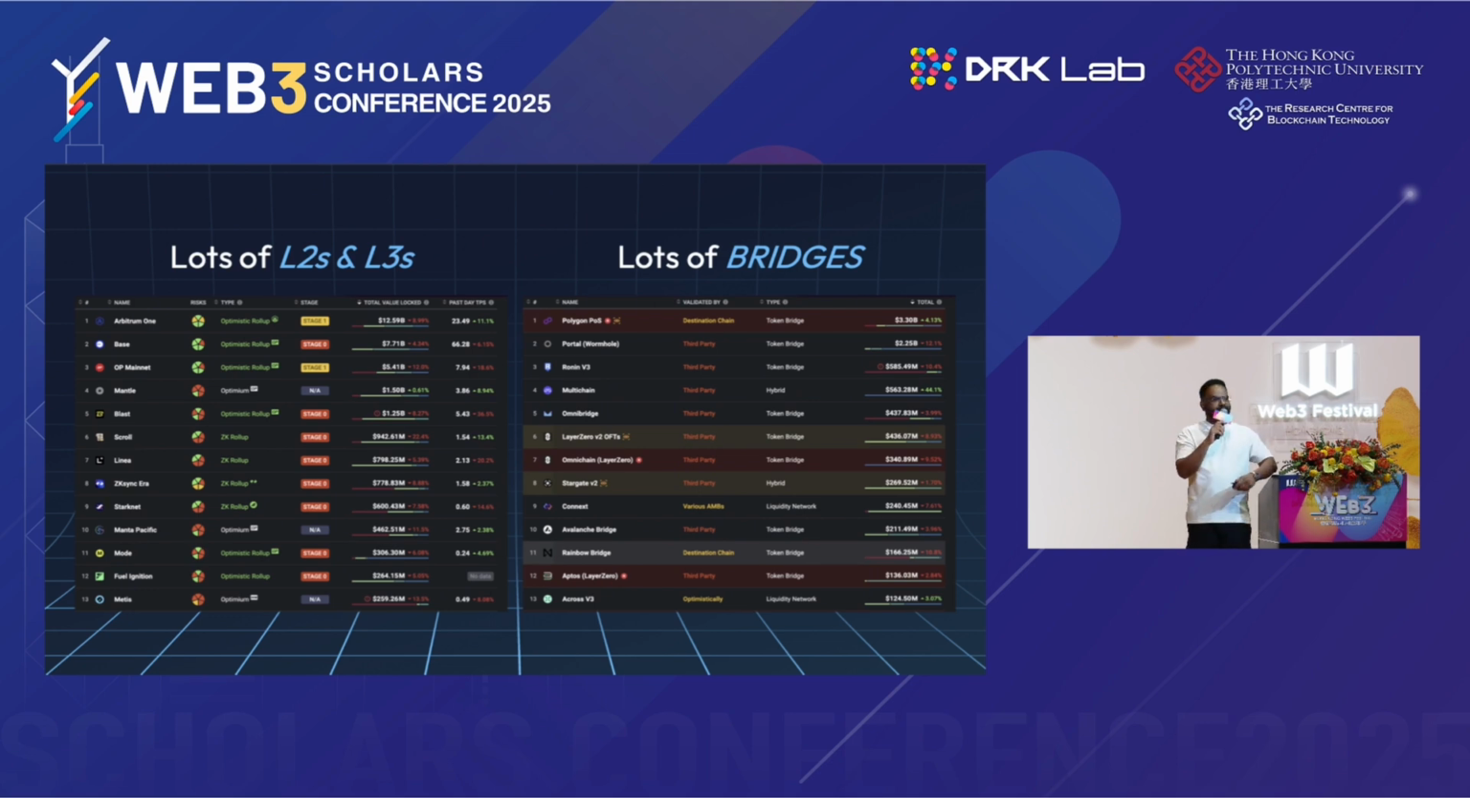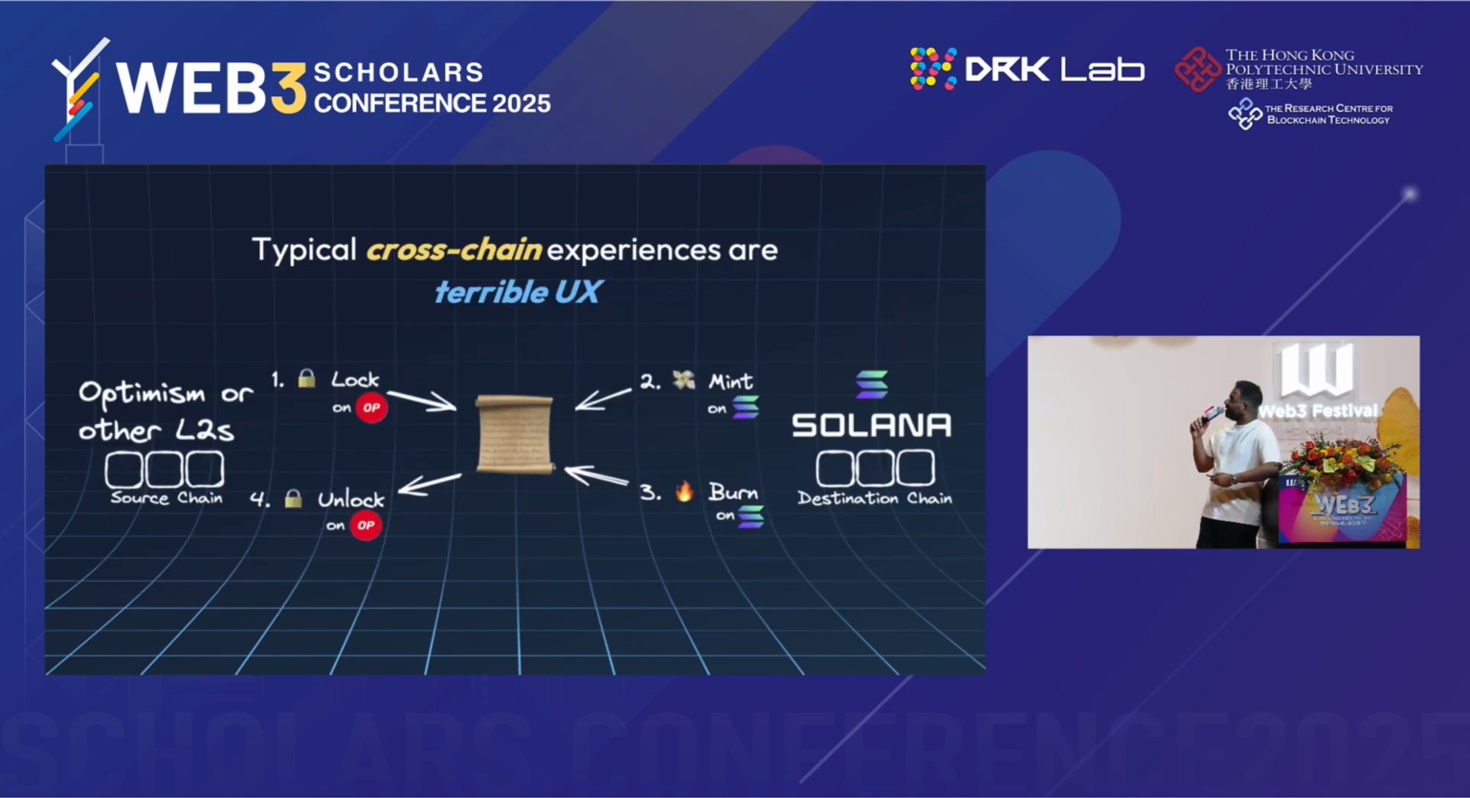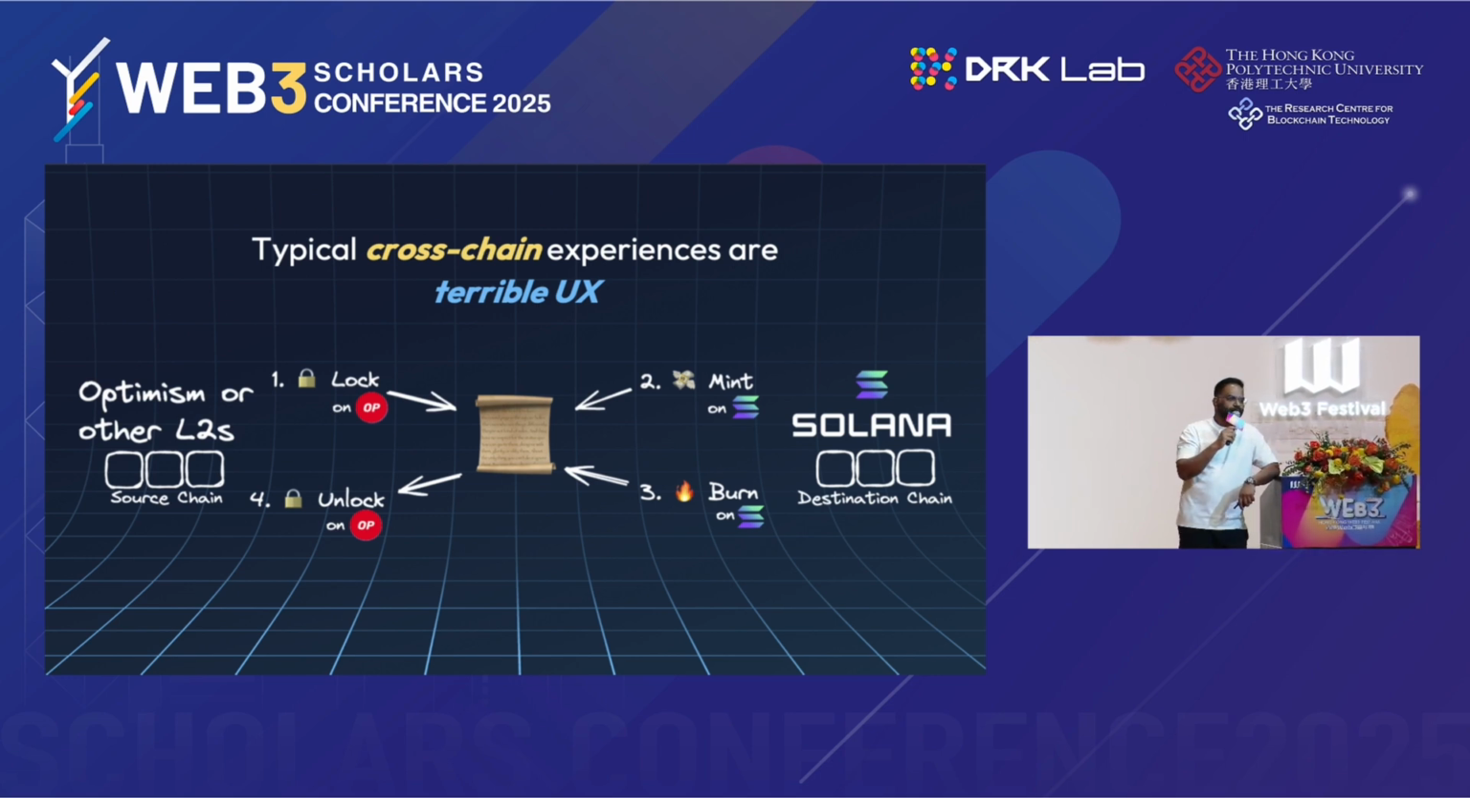Lots of L2s, lots of L3s, lots of bridges, and so it's been very confusing for users to navigate this landscape. Typical cross-chain experiences are, you have to lock your funds on one chain, mint on another, and then burn, unlock, and every time I have to do a transaction. If I have some funds on Base, I need to do some transaction on Solana. So, it's a pain, right? And this is nowhere near Web2 UX, for example.